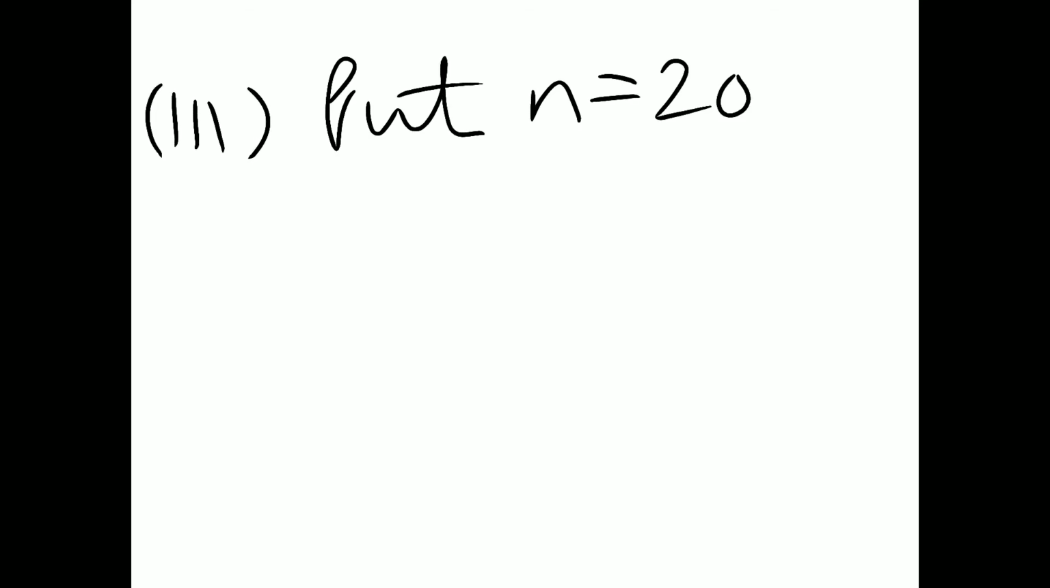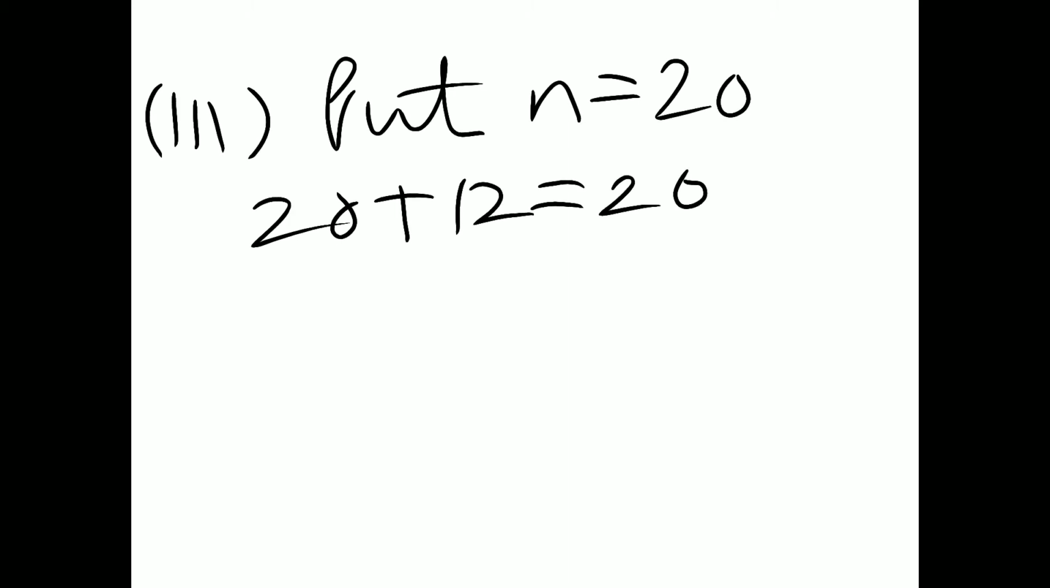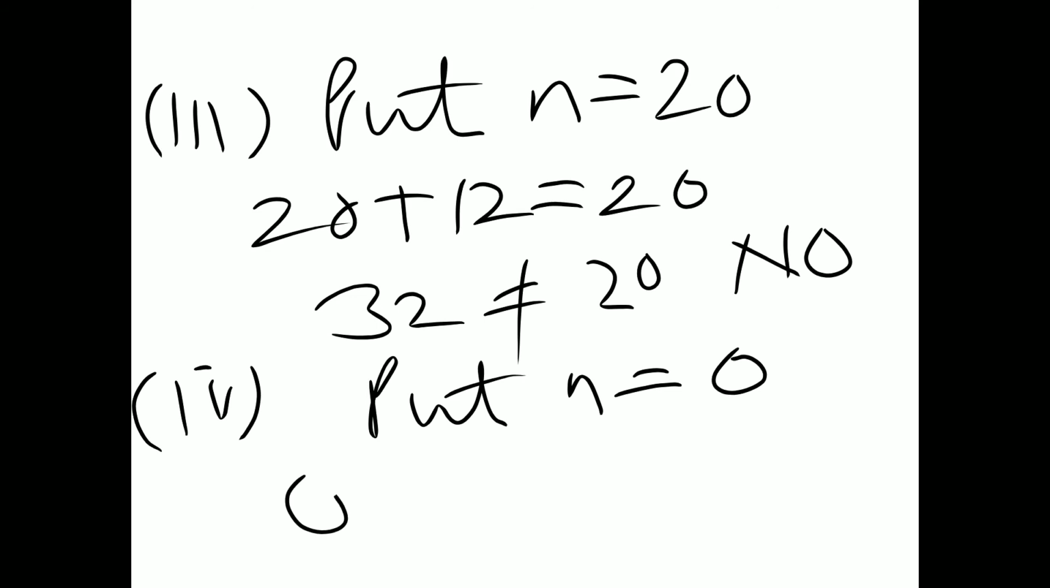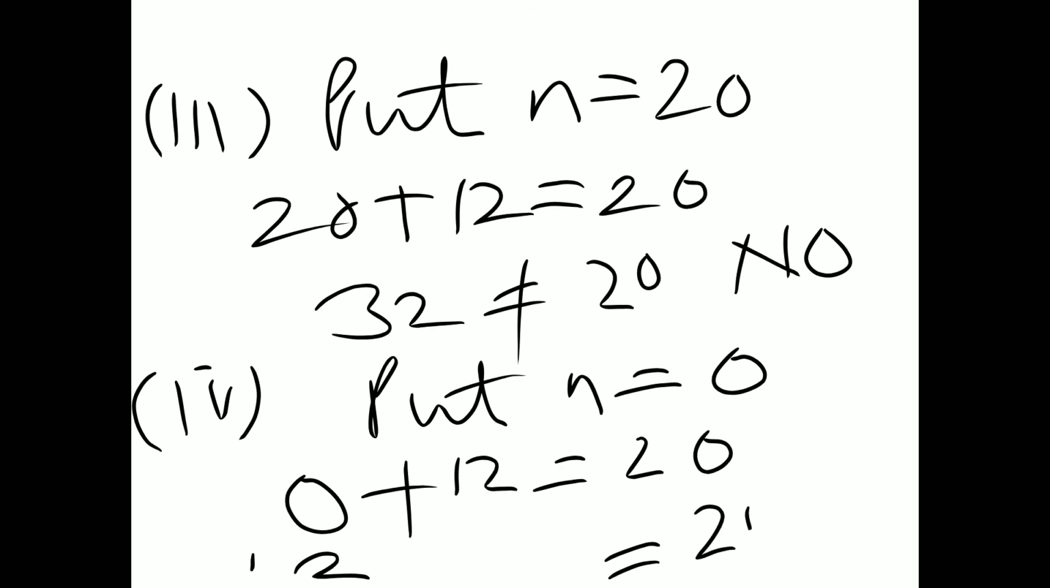Third time you have to put the value 20. Put n is equal to 20. 20 plus 12 is equal to 20. So 32 is not equal to 20. So you write no over here. Now last time we have to put the value 0. Means you have to put n is equal to 0. 0 plus 12, it should come 20. Is it coming? No. Because when you add 0 to any number, the answer will be that same number. So 12 is equal to 20, no. So you write no. Clear?